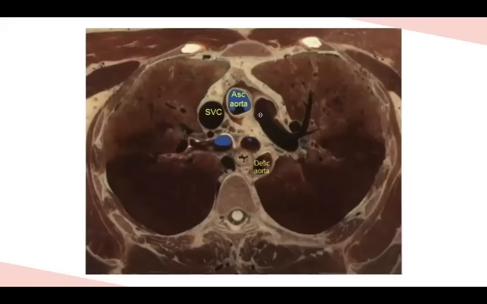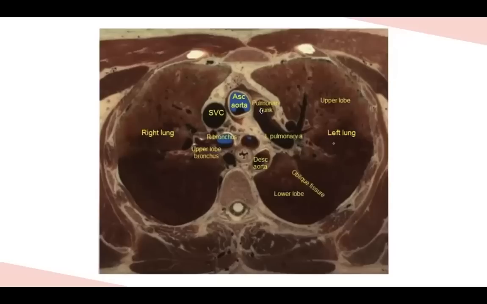So the bifurcation of the pulmonary trunk is at T5, we said, approximately. And you will see both vessels. The pulmonary trunk first gives off the left pulmonary artery and then gives off the right pulmonary artery slightly below. And we'll see in the next picture. So this is the pulmonary trunk and this is the left pulmonary artery. Okay.